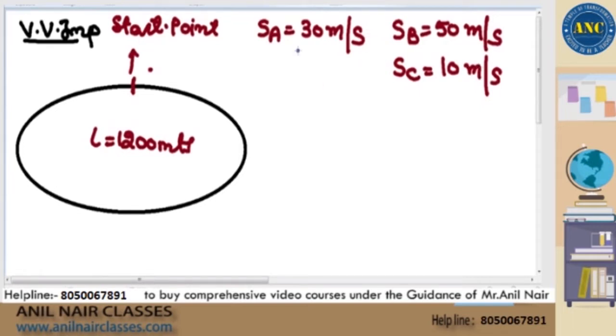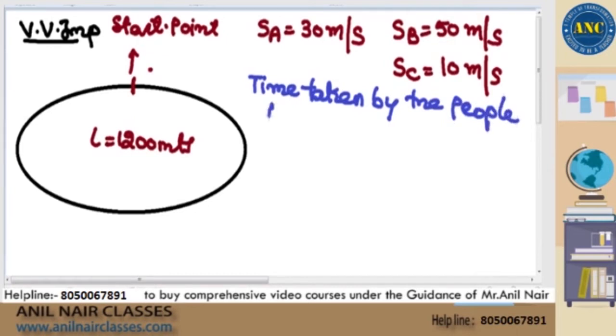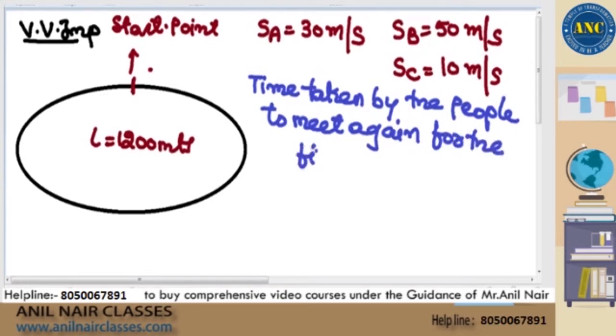Now, first question. Once you understand the number of distinct meeting points, everything else follows; otherwise, we will come from the beginning. First one, listen carefully for this question: the time taken by the people to meet again for the first time on the track. After this question you can start creating any question that comes into your mind.